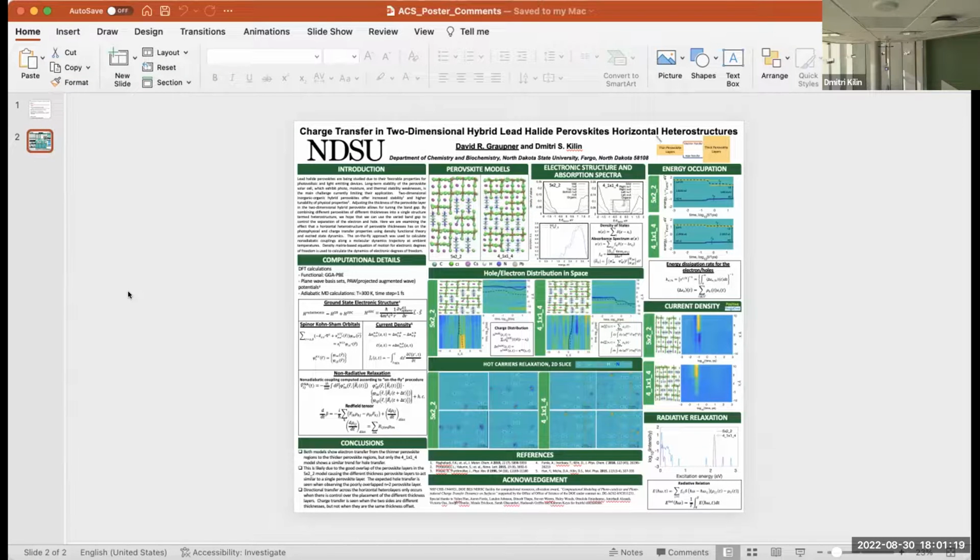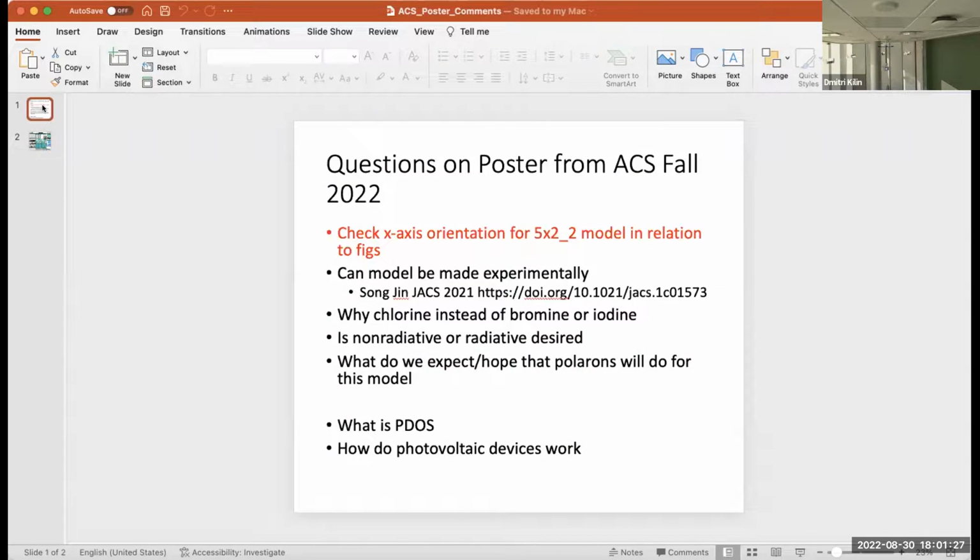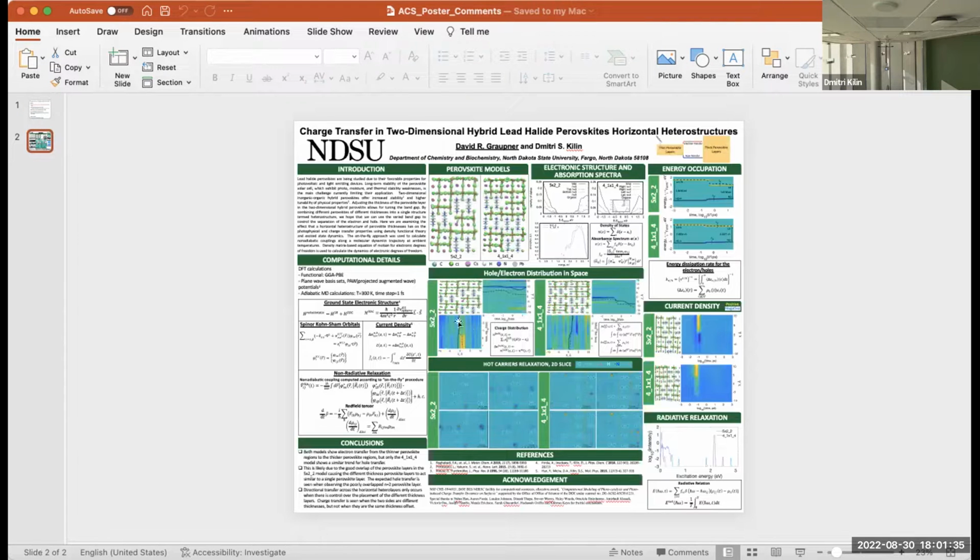So here we have the poster I presented at ACS a little more than a week ago now. The major feedback I got: the first thing is I need to look at the orientation of the x-axis for this figure specifically. This is something I noticed, but it was pointed out to me by a few people. We see this yellow line off the side toward the bottom. Based on our expectations and these figures down here, which you can't really see at the zoom I'm at, we would expect that yellow line to be on this side of the model, not this side.